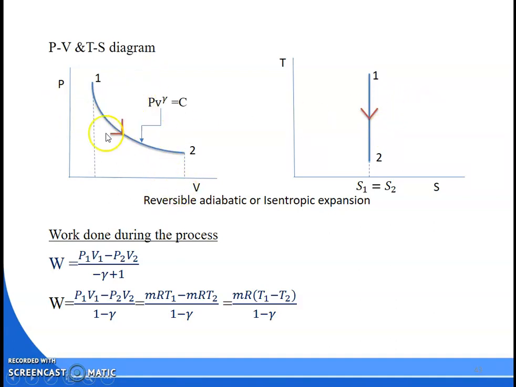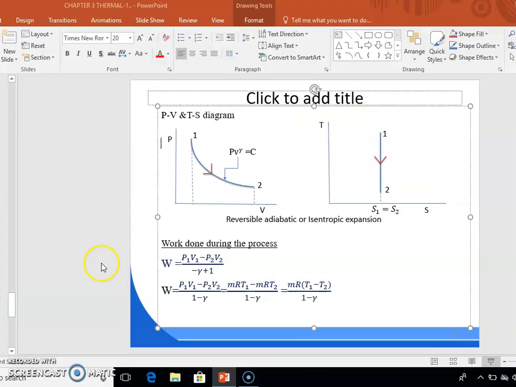So the area under the PV diagram will give you what? Work done. Okay. So before we discuss the work done during the reversible adiabatic process, what we got is P2 V2 minus P1 V1 divided by gamma minus 1.